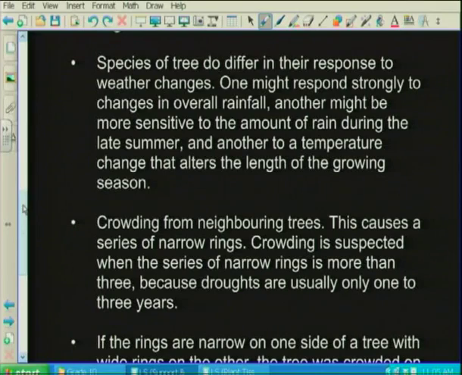If there's a lot of rainfall, then it produces a wider ring because more water means there's more chance to grow, it's better growth conditions. More tissues are created, so it will be a wider ring. Now, you must remember that different species of trees might respond differently to the weather conditions. One might respond strongly to rainfall changes and the other one not so much. So if you want to see what the temperature or the weather condition was over a year, you would have to take into account that different trees respond to weather conditions in different ways. Some are not as affected as others.